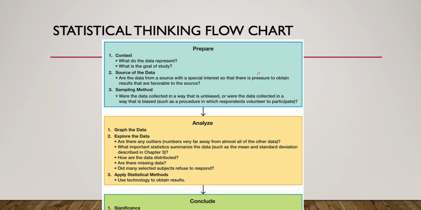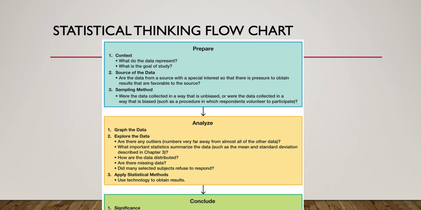How's the data distributed, aka the shape? Are there any missing data? How many selected subjects refuse to respond or create some type of non-response bias? And then apply statistical methods, meaning confidence intervals, hypothesis tests, methods such as that. And then, of course, let's face it, the most accurate results are indeed obtained by technology. And then the last part here is to conclude, meaning to conclude with the significance of the test. Is there practical significance or statistical significance, and what on earth do either of those mean?